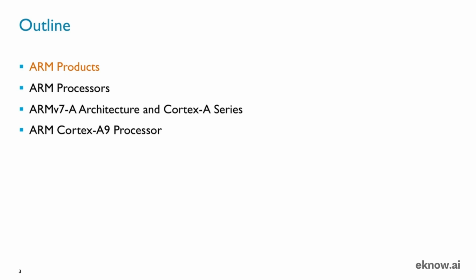In ARMv7-A, A stands for application, so this architecture is designed for devices that run rich operating systems, like your smartphone or a digital TV. We'll explore the features of this architecture and the popular Cortex-A series processors that are built upon it.